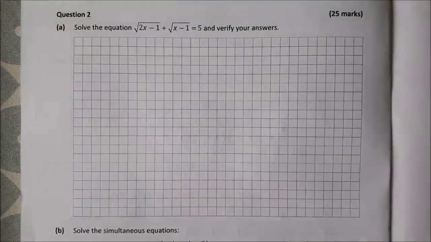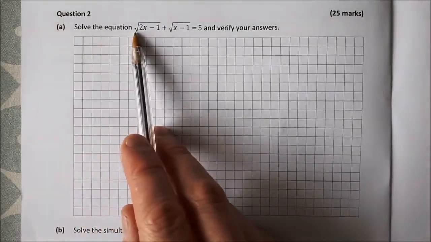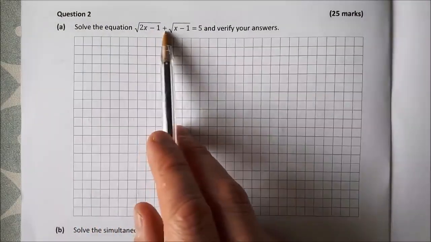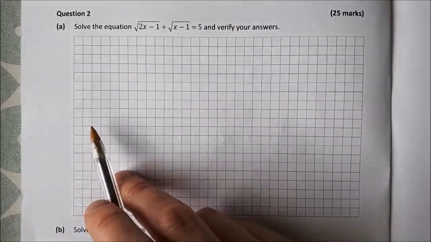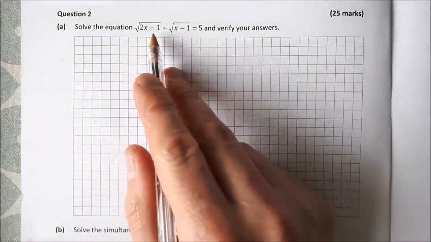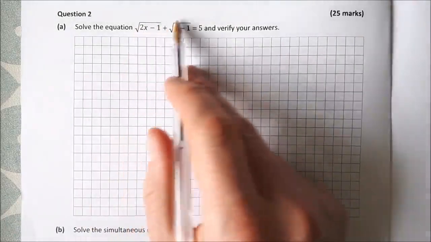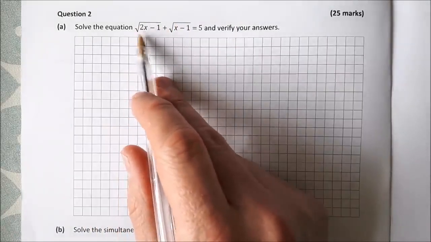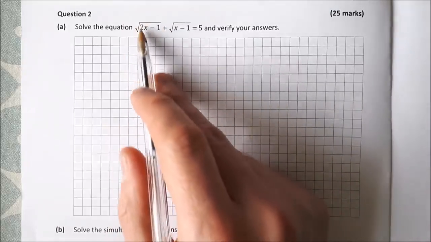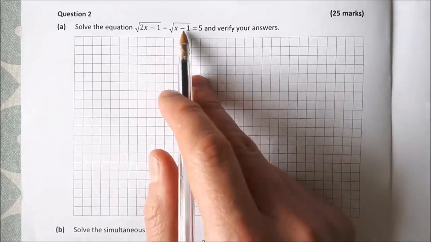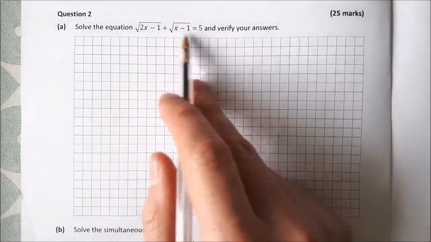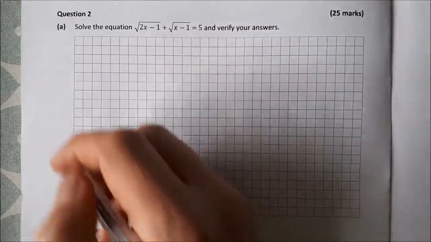Alright, on to question 2. Solve the equation square root of 2x minus 1 plus the square root of x minus 1 equal to 5, and then verify your answers. If we want to solve an equation with square roots in it, what we need to do is isolate one of the square roots, or surds, and then square both sides, and then you'll have a second one to re-isolate and square out both sides as well.